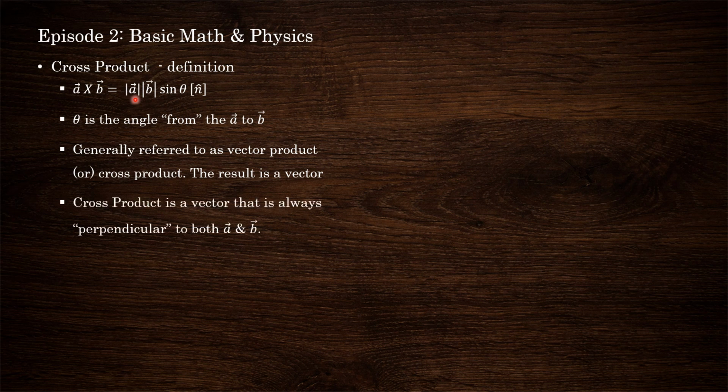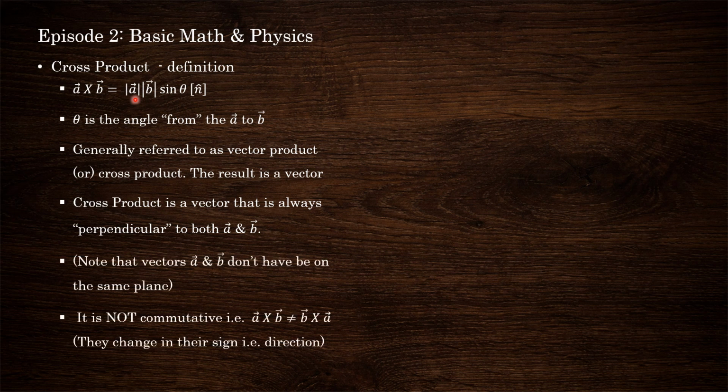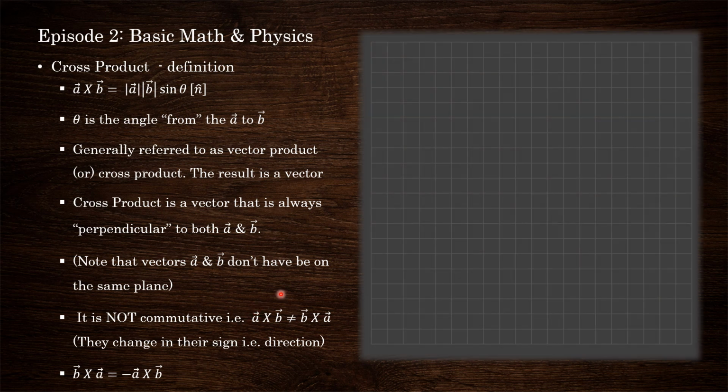Let's actually look. As I mentioned, the result of A cross B is always perpendicular to both A and B. And they don't have to be in the same plane. What does that mean? And I had mentioned it's not commutative. Let's see what it means. So I've mentioned here that B cross A equals the negative of A cross B. Let's see what it really means.